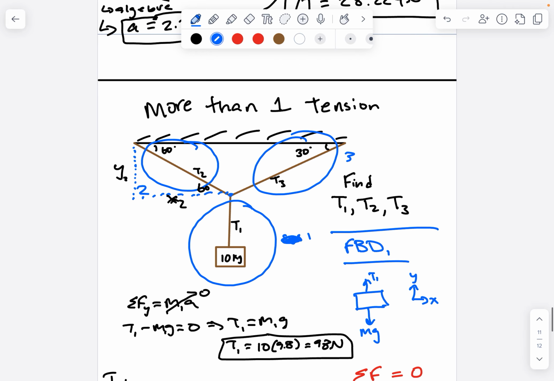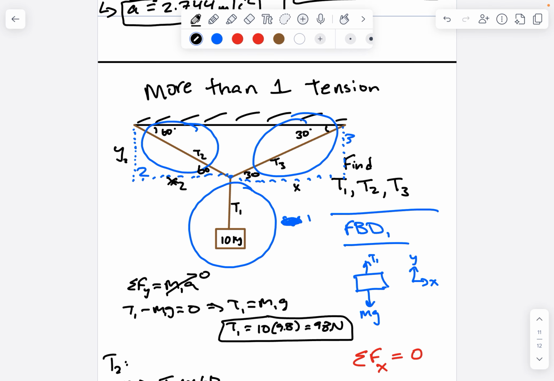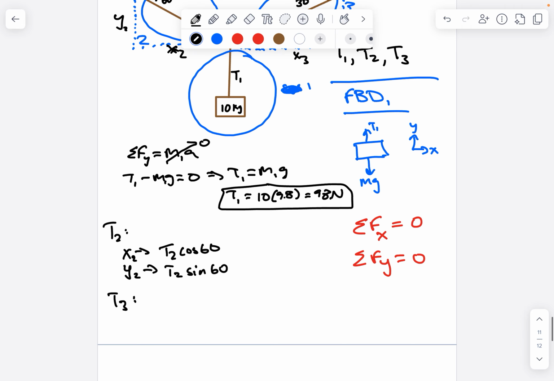So we see that, I'm going to draw it down. So this 30 is equal to this 30. So the horizontal component of T3 would be, this is x3, this is y3. So the horizontal x3 would be T3 cosine 30. And then the vertical component is T3 sine 30.